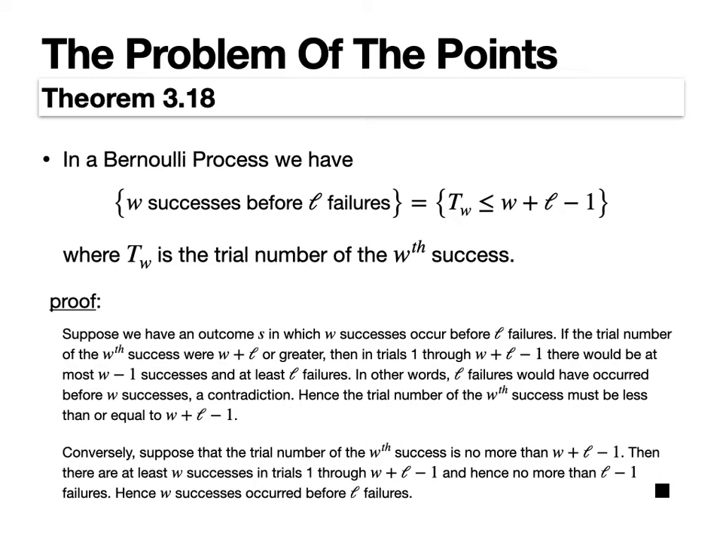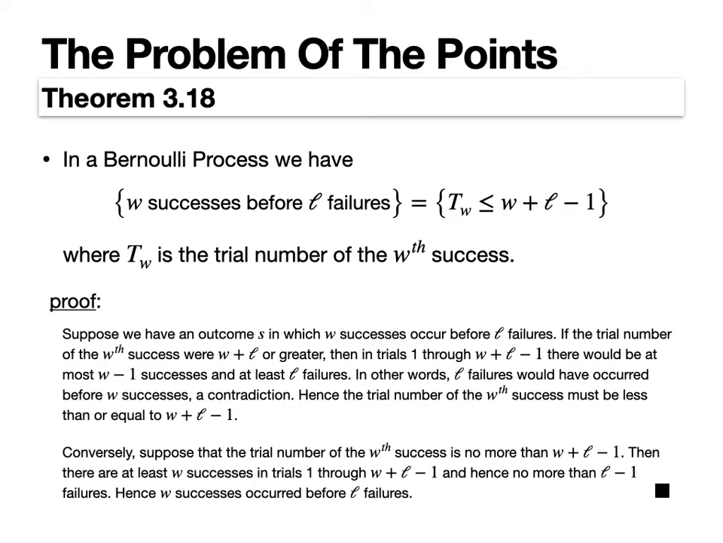Hence, the assumption that the trial number of the Wth success was at least W plus L has to be false. It led to a contradiction, and that means that trial number has to be less than or equal to W plus L minus 1. And so if we have W successes before L failures, then the trial number of the Wth success had to be no bigger than W plus L minus 1.